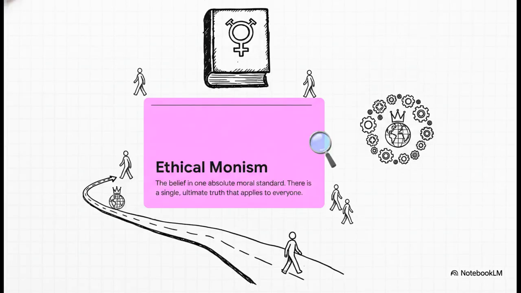First up, you've got something called ethical monism. This is the belief that there's basically one single, universal rule book for morality, one ultimate truth. So what's right for you is right for me, is right for everyone, everywhere, no exceptions. It's very clear-cut, very absolute.